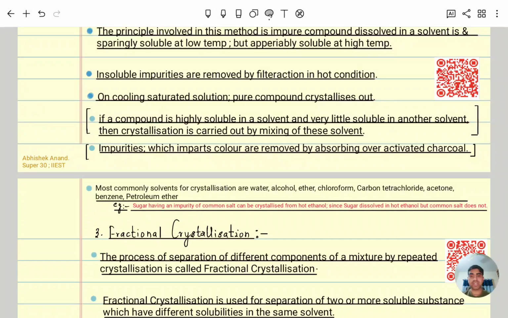Here is one example: sugar having impurities of common salt, and the proper solvent is hot ethanol. Sugar is dissolved in the hot ethanol, but common salt gets precipitated out. Some of the common important solvents are water, alcohol, ether, chloroform, carbon tetrachloride, acetone, benzene, and petroleum ether.